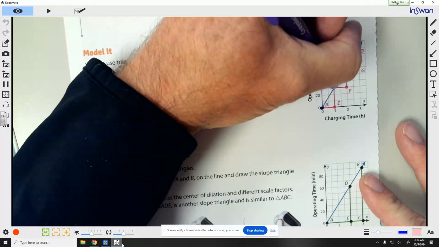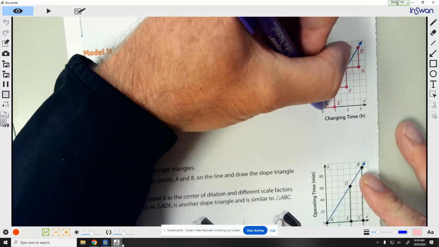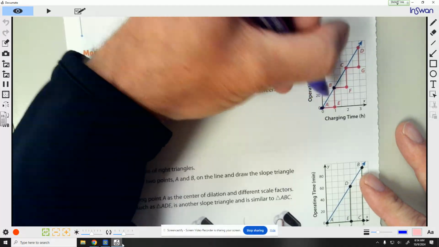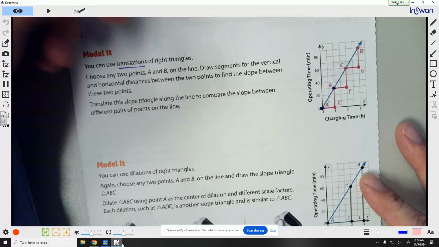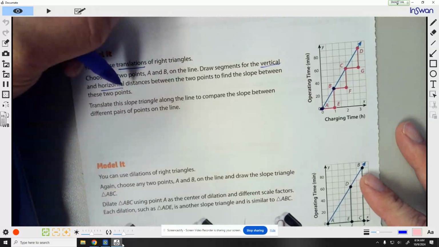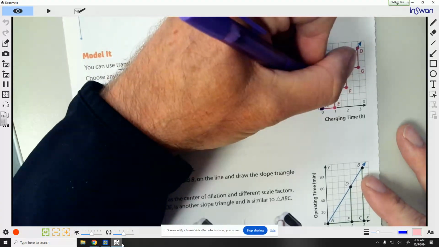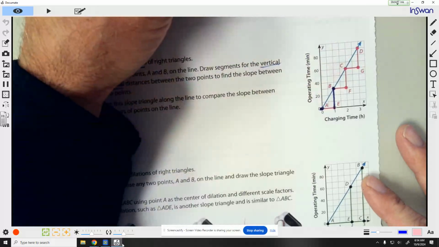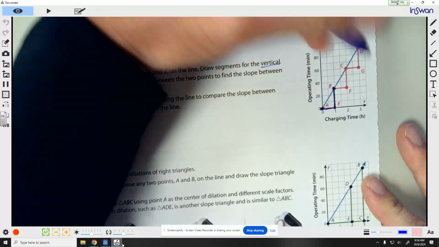It's important that you pick points that go through the corners of a box, okay? So we see these 2 points definitely go through the corner of a box. They're not like on the side of the square or halfway through it. They are exactly on the corner of the box. And then it says draw segments for vertical and horizontal distances between the 2 points. So my vertical distance would be this spot right here, and then my horizontal distance would be that.